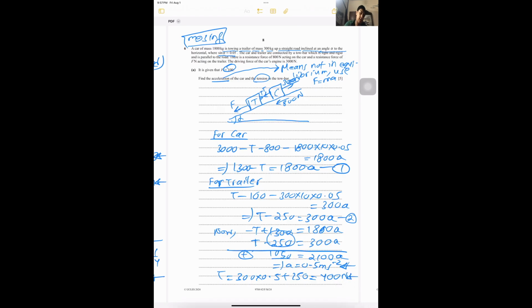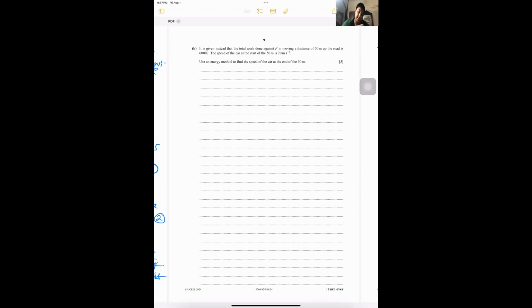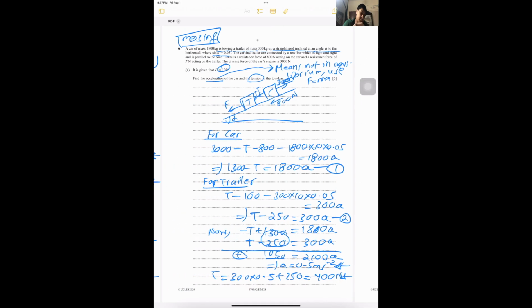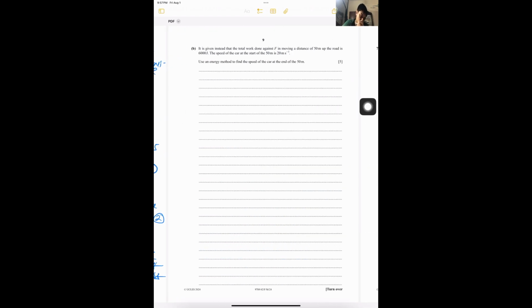I hope that is clear. Let's move to part B, the energy method. It is given that the total work against friction in moving a distance of 50 meters is this. Find the speed of the car at the end. So, energy equation: let me show how you can form an energy equation.